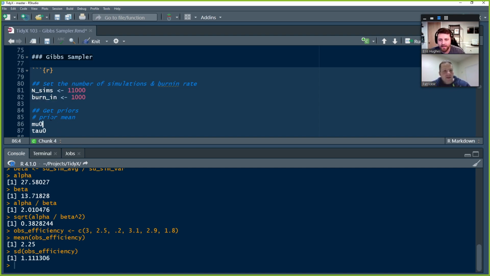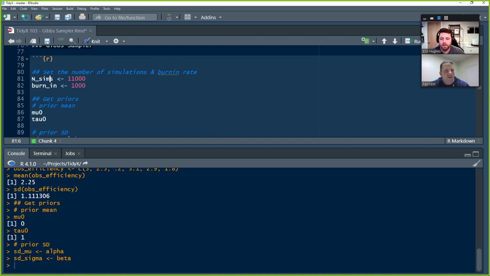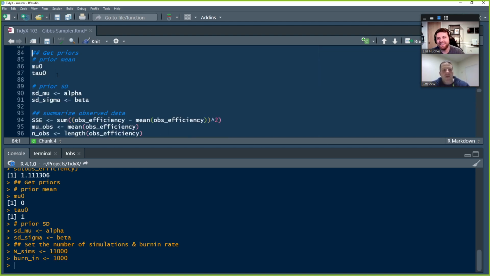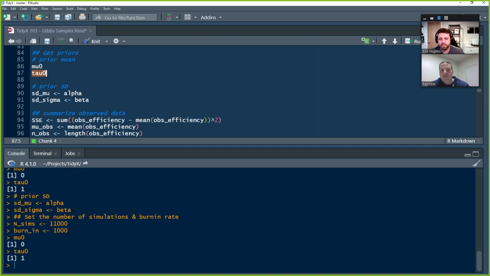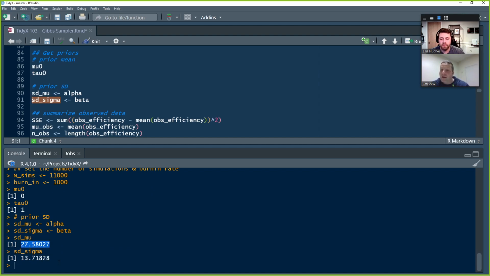Yeah. So we create our n simulations and our burn-in rate. So make sure we run. I don't think you ran those yet. Oh, yeah. Nope. There we go. Then we specify our priors. So remember, we have a mean and standard deviation for our mean, and we have a mean and standard deviation for our sigma. But remember, they're alpha and beta because we're working with the gamma distribution.